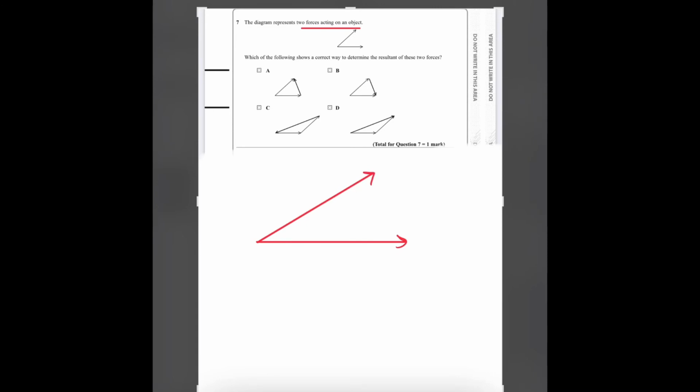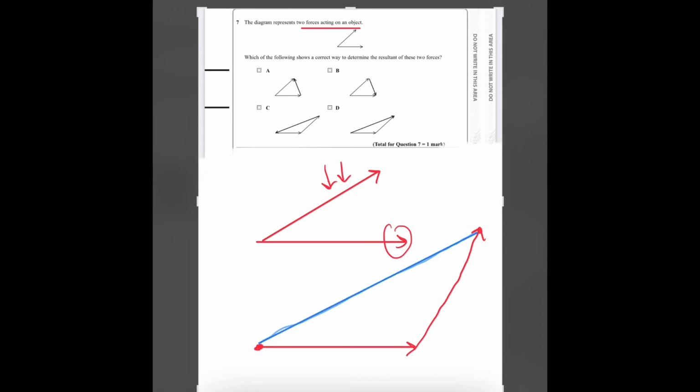So we can use the head-to-tail method. For example, we can join the head of this line with the tail of this line, or the opposite. So let us join the tail of this line with the head of this line. If we take this line over here, we can see that this tail will be going to this head. So if we join the tail and the head like this, we have the resultant force like this.